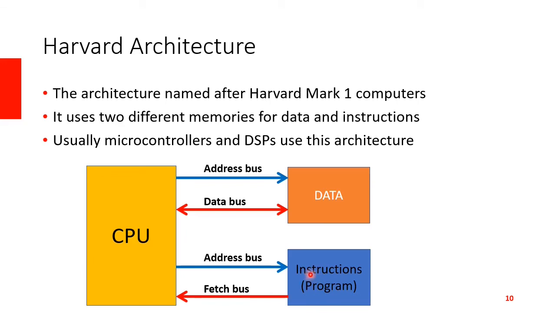As a result of that, you need to have two different address buses to address data and instructions, and also to get data from the CPU and send data from the CPU, you need to have a bidirectional data bus. And then in order to acquire instructions, you need to have a fetch bus. So you address it so that the data available in that address is fetched using the fetch bus.